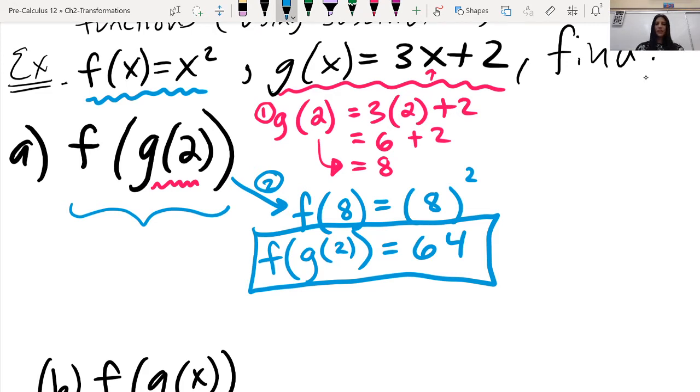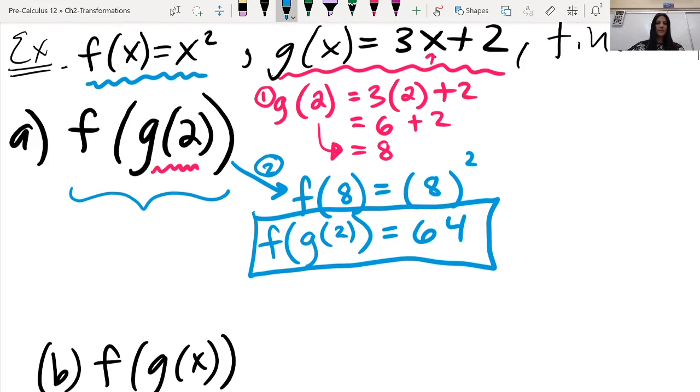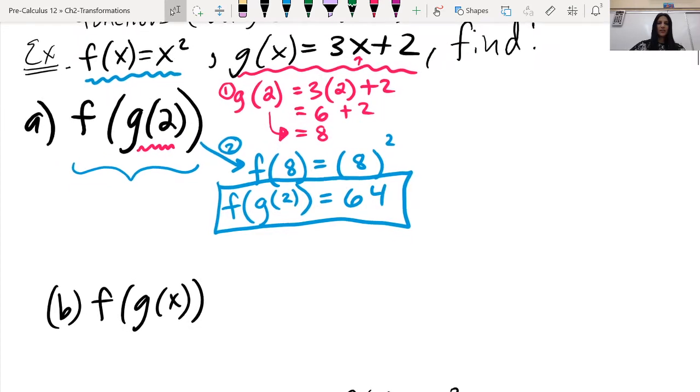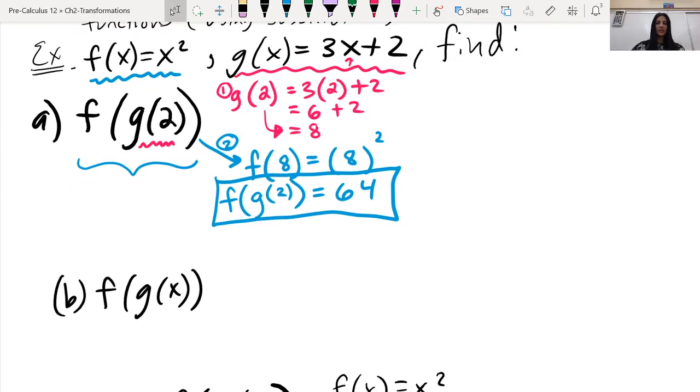Okay, so if we take a look at the next one, which is part B, I'm going to shrink this down a little bit so we can see everything. This time it doesn't say f of g of 2, it actually says f of g of x. So I'm going to use the same approach. I'm going to underline it with pink because that's what we assigned our g of x as. And then we're going to look at f of x as the bigger, larger outer function.